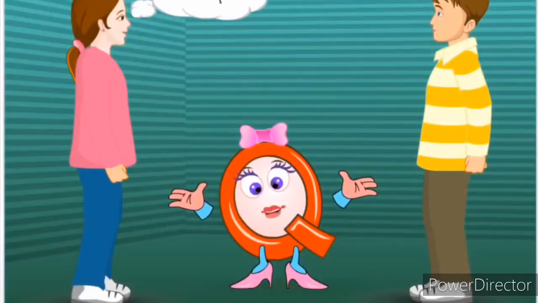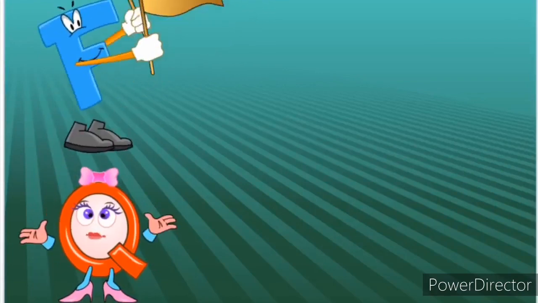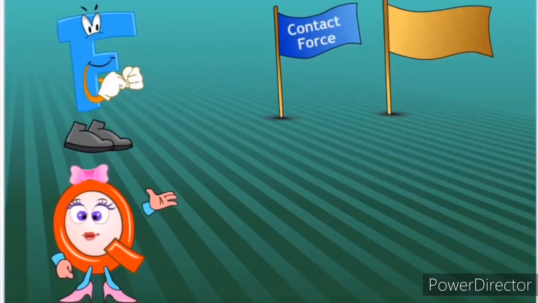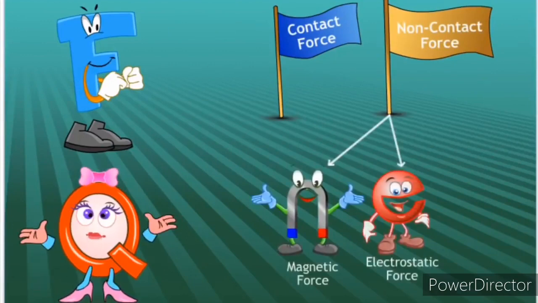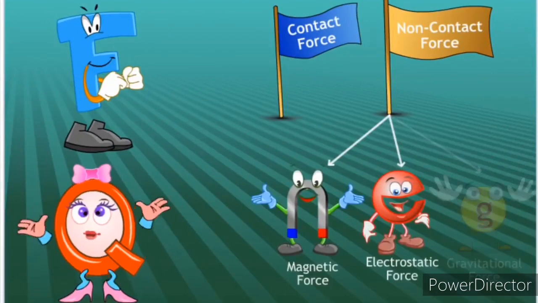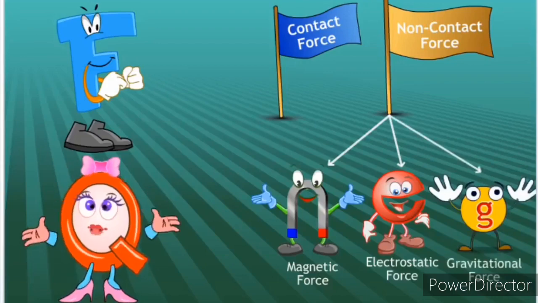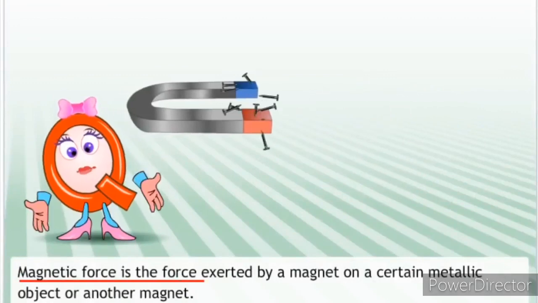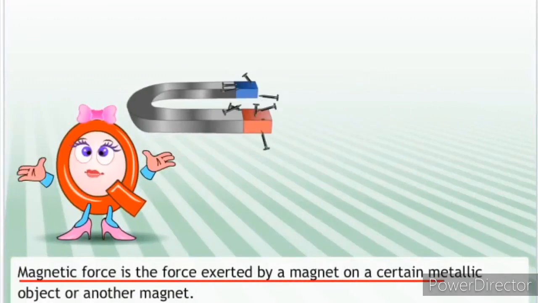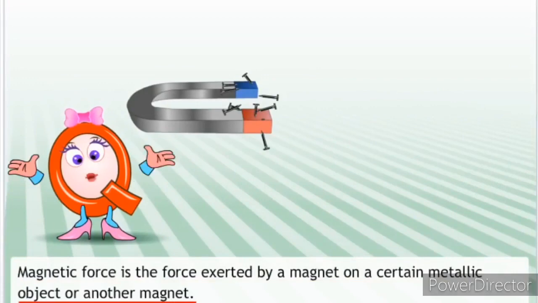But what about non-contact forces? Are there any other non-contact forces apart from magnetic force? As a matter of fact, there are. Non-contact forces can be magnetic force, electrostatic force, or gravitational force. Let's consider them one by one. The force exerted by a magnet on a certain metallic object or another magnet is known as magnetic force.